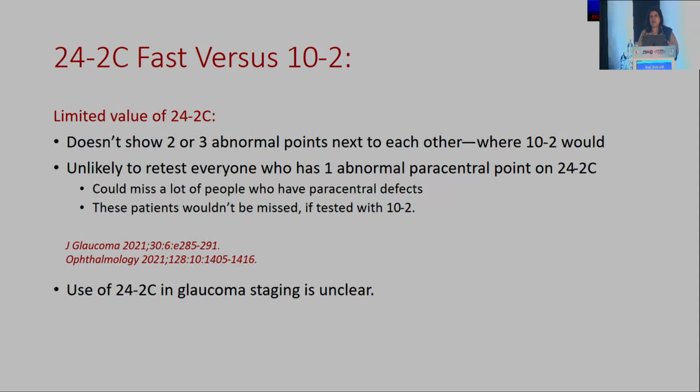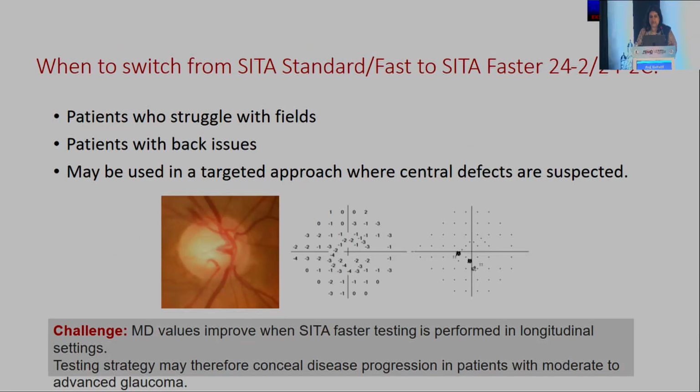So it doesn't really contribute much to your decision making. If you were having a patient with early glaucoma with 1 or 2 points in the center which were involved, you wouldn't really start treating this patient. So eventually we all would go back to the old 10-2 to get more clarity on that point. So where to use 24-2C in glaucoma staging is still unclear.